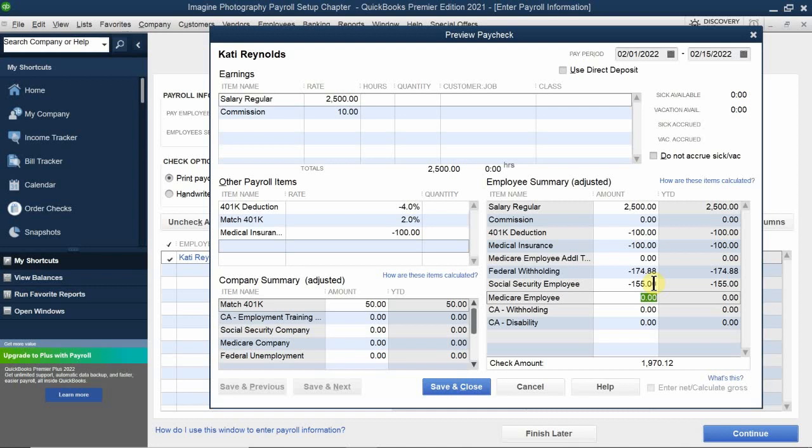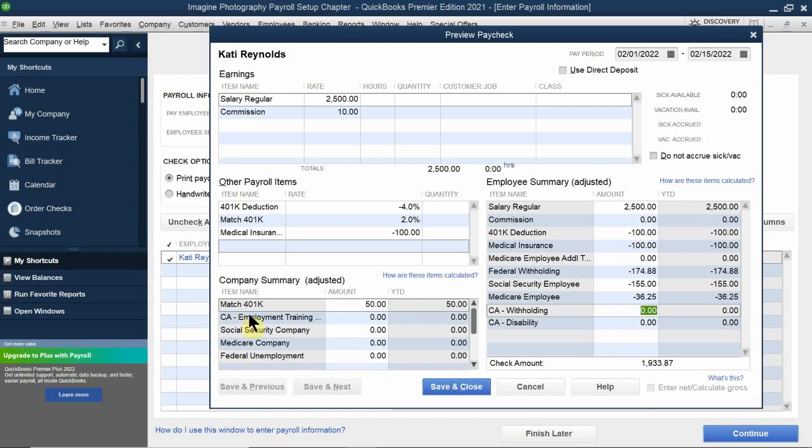Okay, and then again, Medicare is going to be your gross earnings times 1.45%. Okay, and that's going to give you a total of $36.25. Now in this case, do we know what California is? In this case, I don't. So this is what she's going to be subject to, 1932. Now, that's just calculating the employee side. We also need to calculate the employer side.